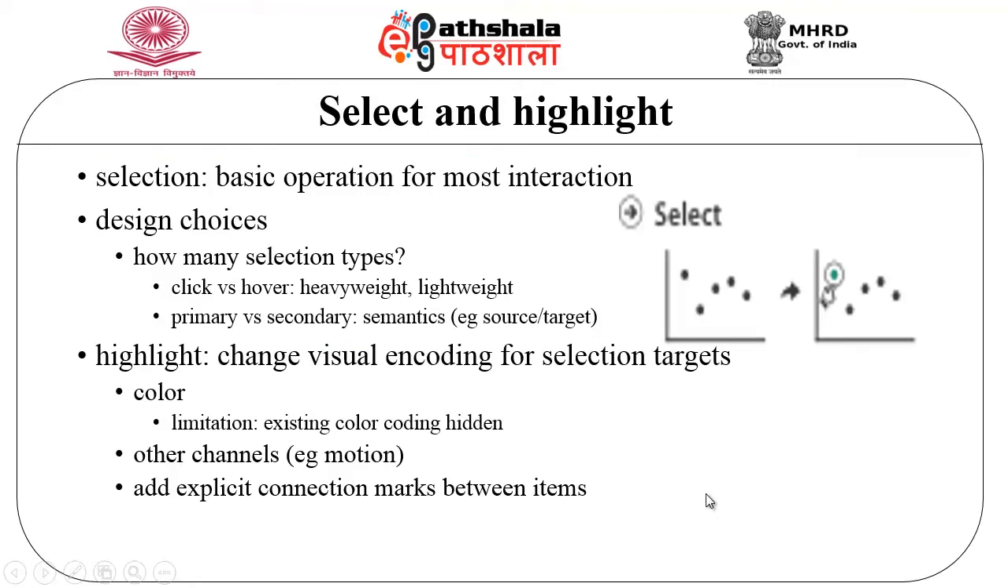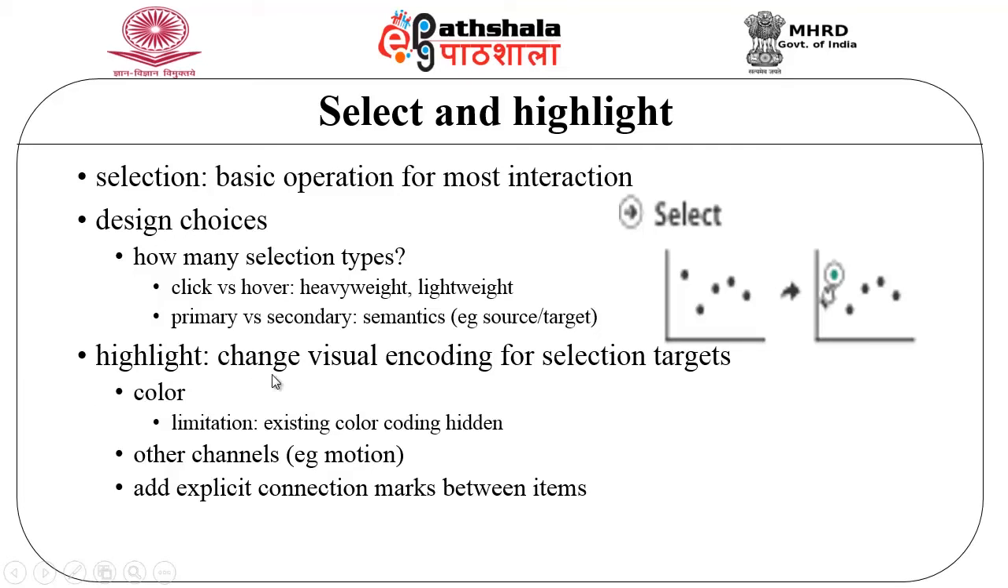Selecting and highlighting a particular component. The selection is a basic operation for most interaction. There are various design choices in that. How many selection types are there? There are click versus hovering selection types. Heavyweight can be lightweight. Primary versus secondary selection types, where the semantics is also associated with it, which is a source or the target.